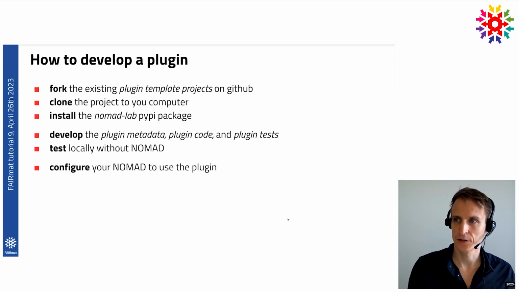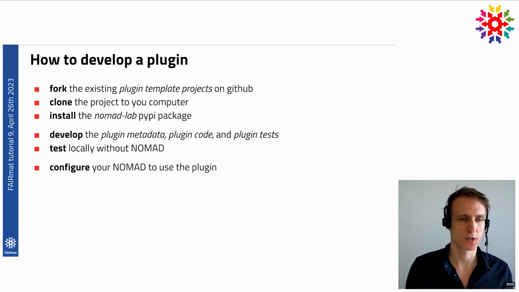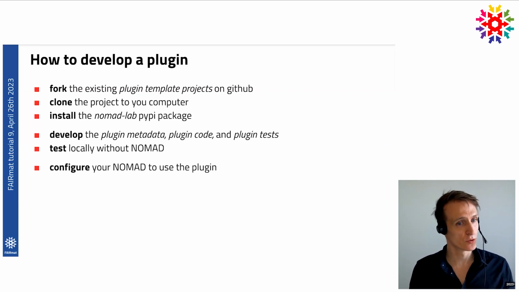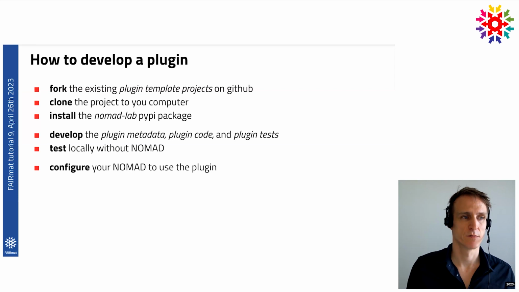Okay, now my last slide for the first segment. What is necessary to develop a plugin? We try to make the process as simple as possible. We basically provide example template projects, little Hello World projects on GitHub that you can fork and then clone. With them comes the instruction to install everything that is necessary, which is just the Nomad Lab PyPI package. So you have to install this one in your local Python environment. And then you have everything necessary to run your plugin and to test your plugin.